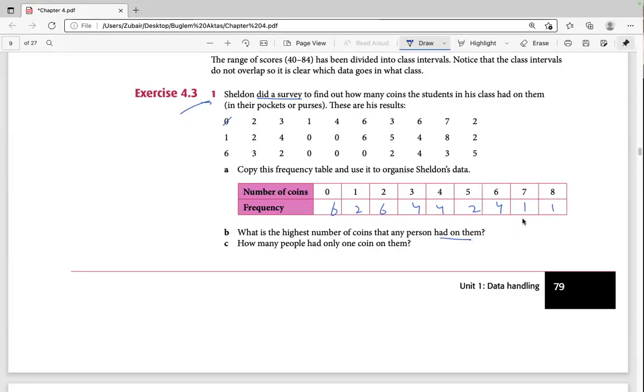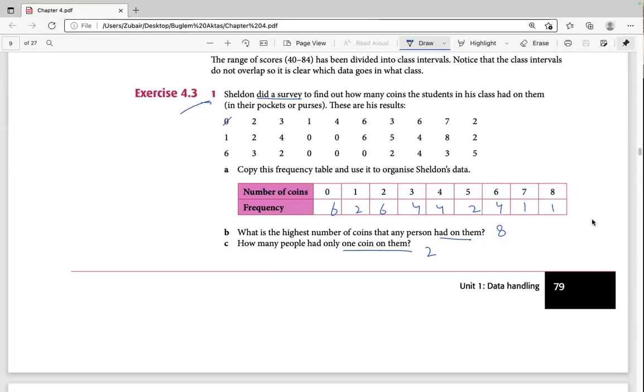It was 2 or 0. Highest number of coins. Oh, okay. I think you confused it with the frequency, the most frequent. That's it. How many people had only one coin on them? 2. Okay, before we proceed, what is the mode of this data?